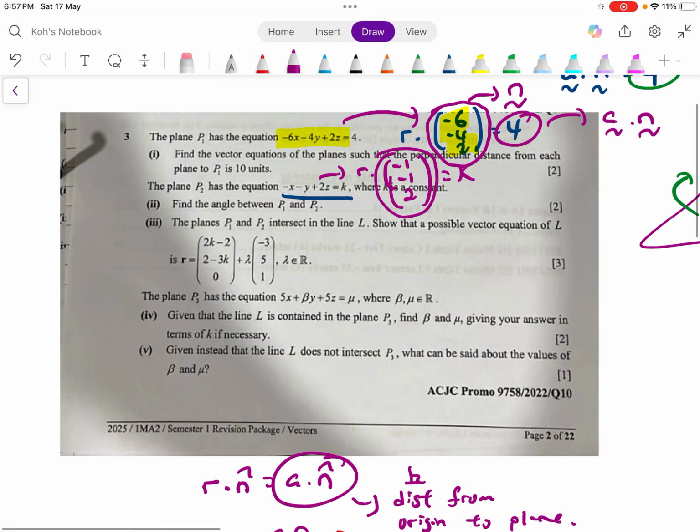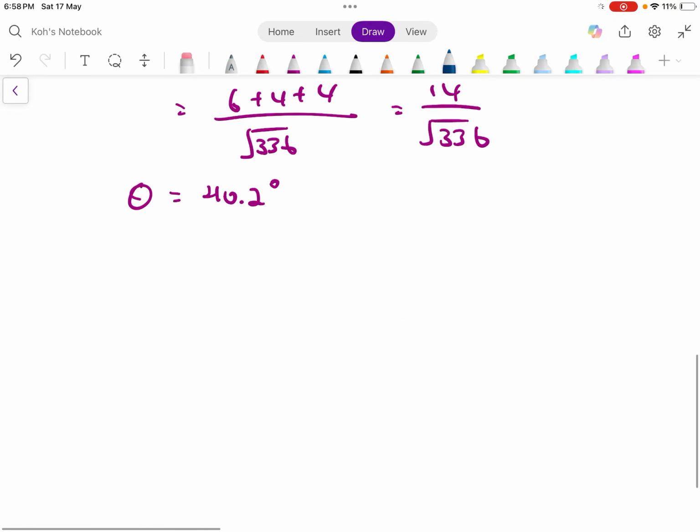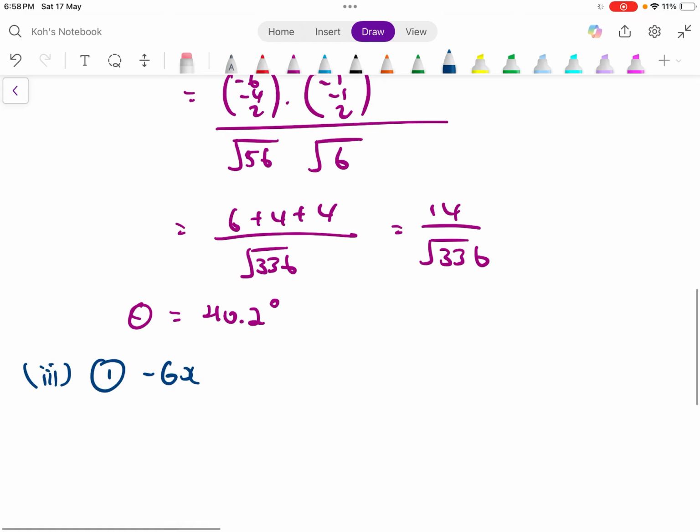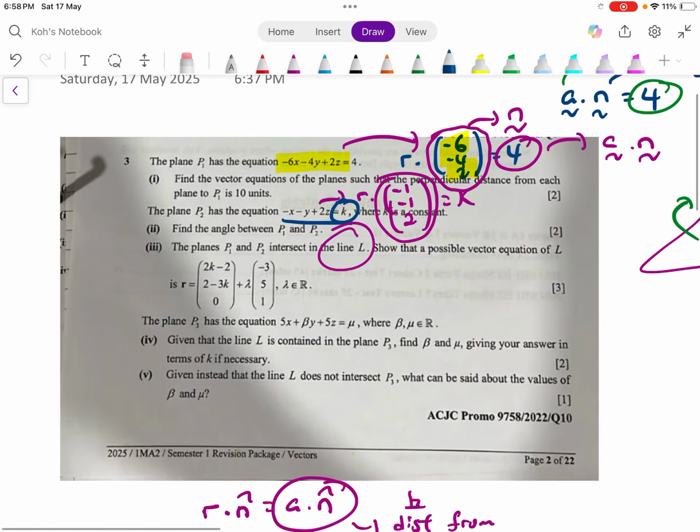Okay, so with this, let's move on to part 3. The planes P1, P2 intersect in the line L. Show that the possible vector equation of line L is given to be as such. Okay, for this, due to the fact that we do not know the value of k, I cannot use my GC already. So I must do something else. Okay, let me write down the Cartesian equation. So, part 3. The first Cartesian equation will be negative 6x minus 4y plus 2z is equal to positive 4.